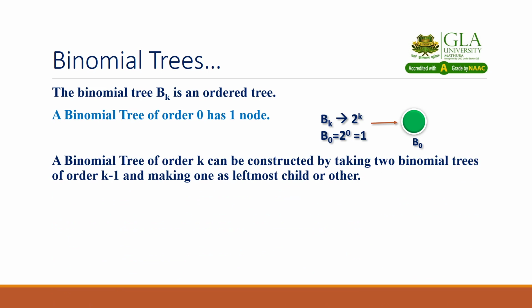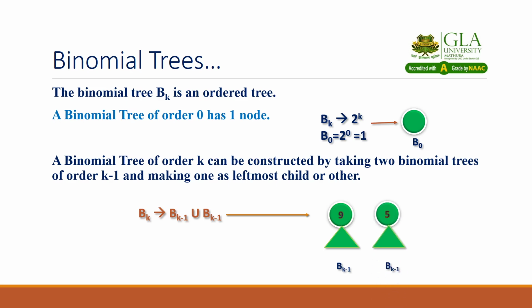Now if we talk about the binomial tree formation, a binomial tree of order k can be constructed with the help of two binomial trees of order k minus 1, where one binomial tree of order k minus 1 will become the leftmost child of the other. So we can see here Bk will be constructed with the help of two Bk minus 1. I have taken one Bk minus 1 that has the root value 9, and a second Bk minus 1 binomial tree with root 5.